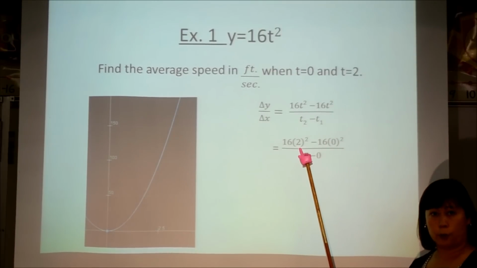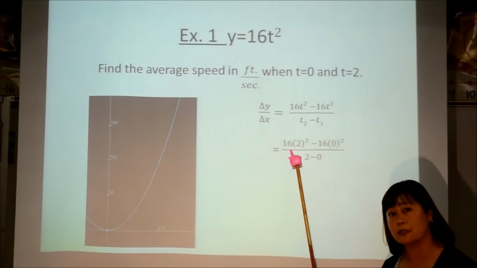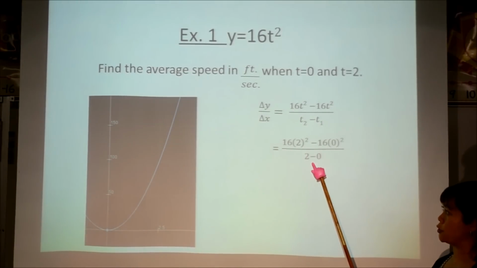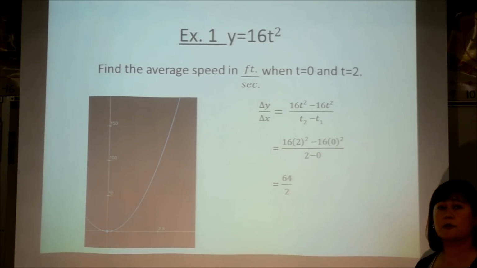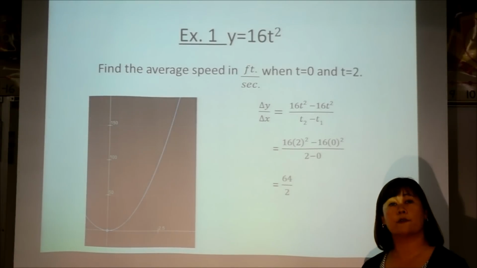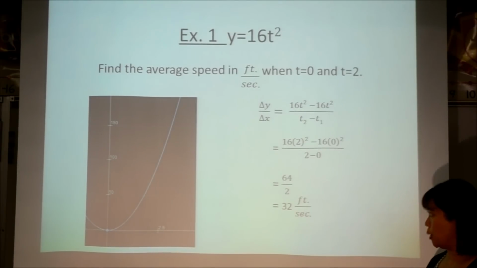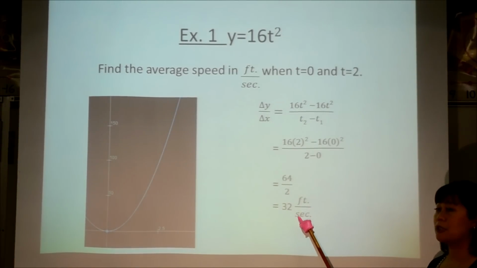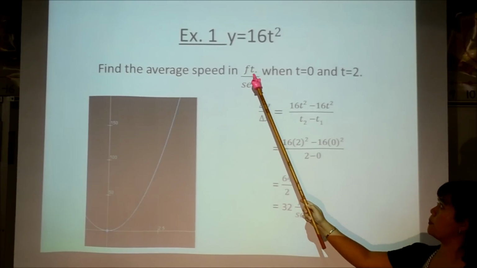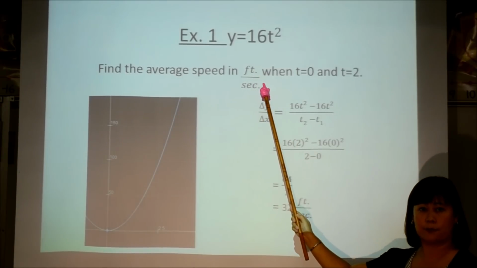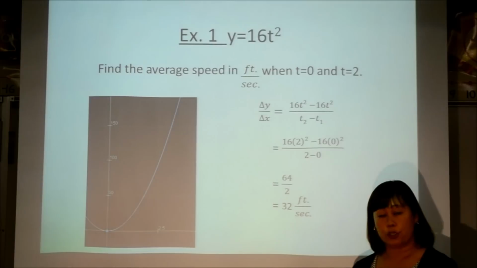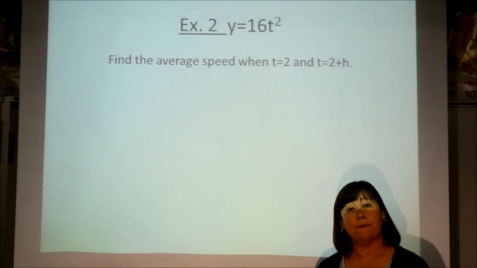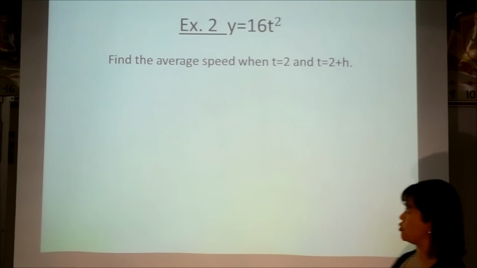2 squared is 4, 4 times 16 is 64, right? 64 over 2, right there. And then we simplify one more time. 64 over 2 is 32. And in this case, it's feet per second, the units right there, because again, we mentioned up here, the units were given. Now, example number 2, we're going to do exactly the same thing, but we're going to change the t equation instead.